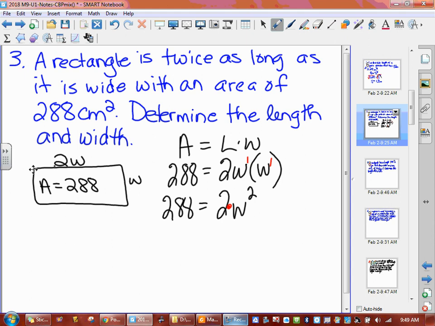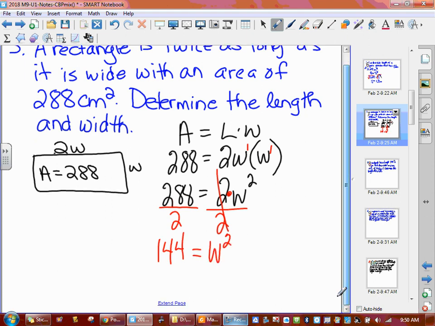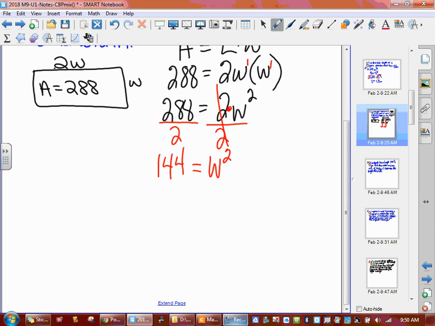So if we divide by 2, we're going to get 144 equals W squared. Okay? So now we're back to a perfect square. And how do we find our answer if we know something is squared? How do we undo a squared? Square root. Good. Yes. So we are going to square root 144 and square root W squared. And as we see, those cancel. So that's going to give us W equals, how big is root 144?